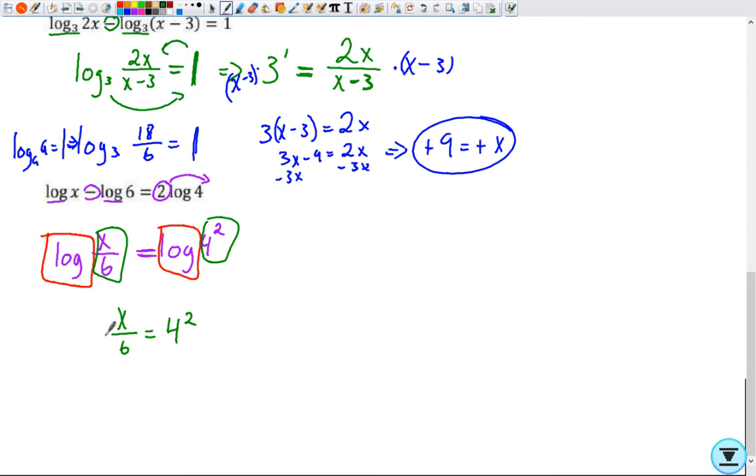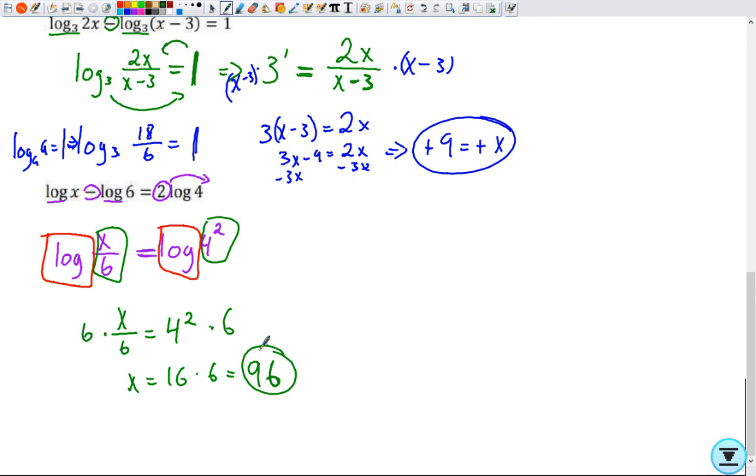And then we multiply both sides by 6. And then we get x equals 16 times 6, which is 96. So our solution is 96. x equals 96. Okay.